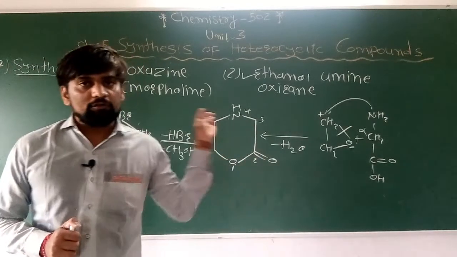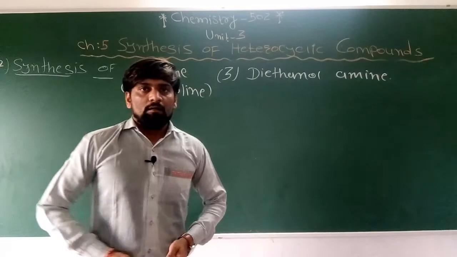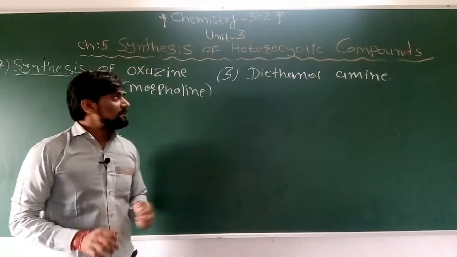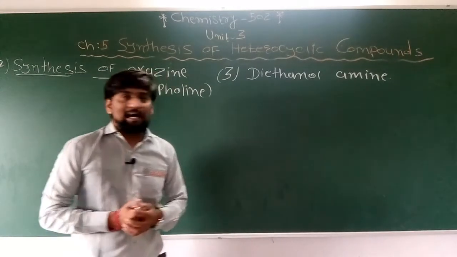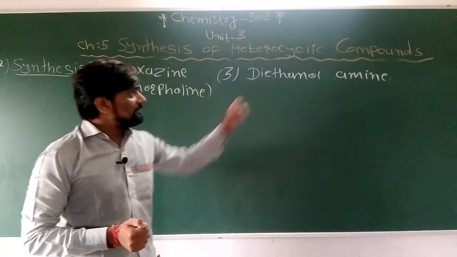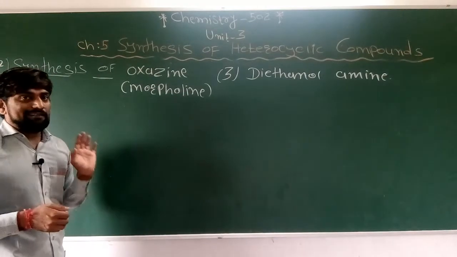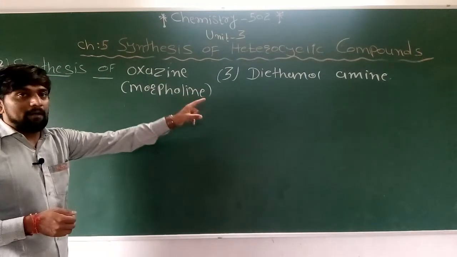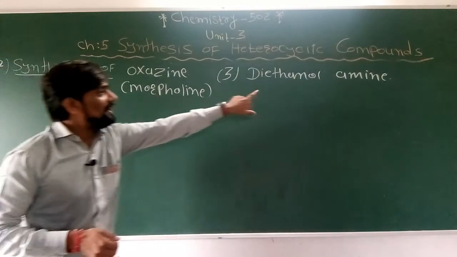Next we will learn about the third synthesis of morpholine. So friends, the last synthesis, the third synthesis of morpholine, is from diethanolamine. So this is diethanolamine. First of all we synthesize the diethanolamine, and then we will learn about the synthesis of morpholine from diethanolamine.